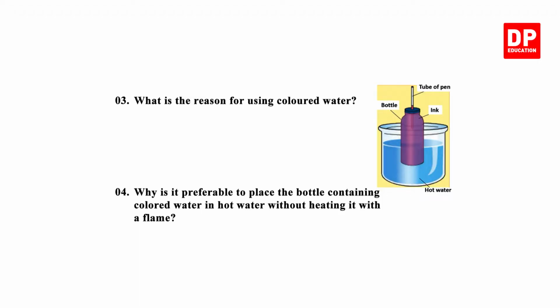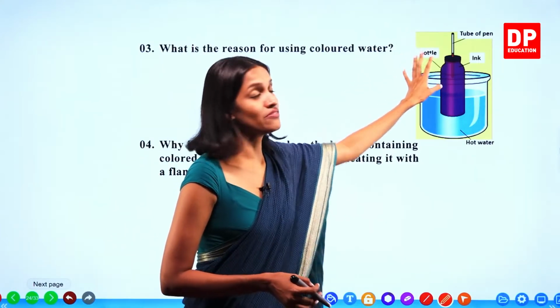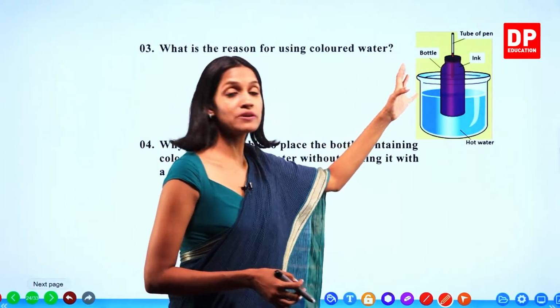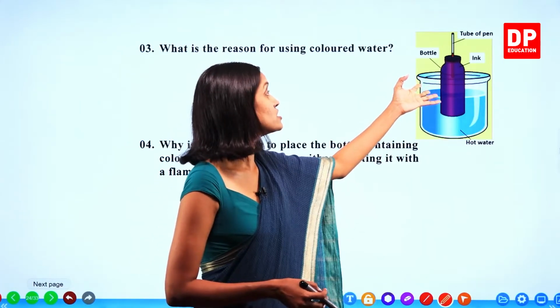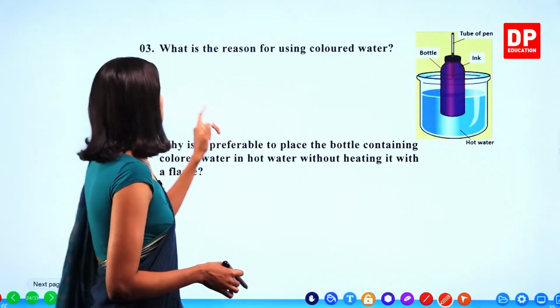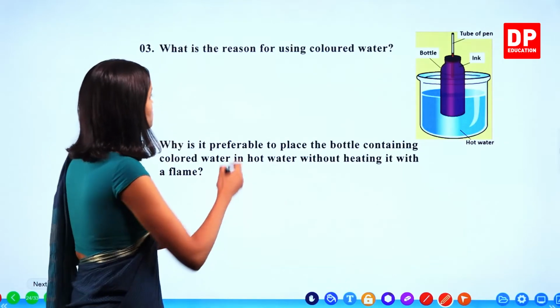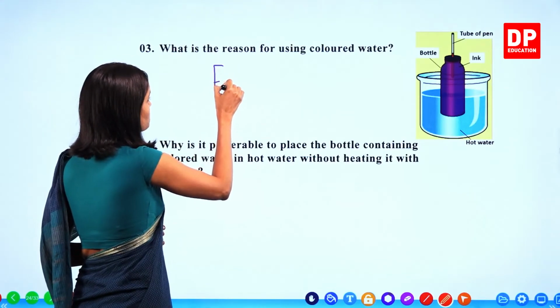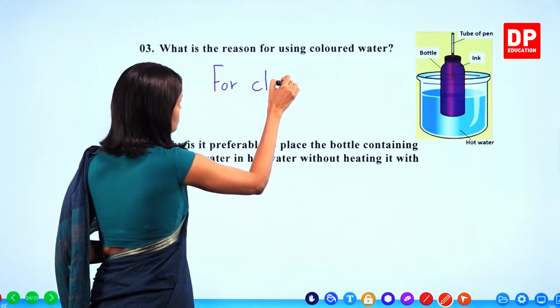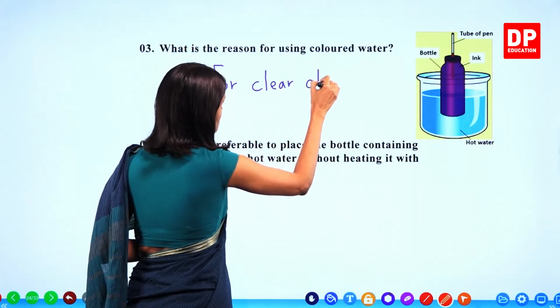You see the next one? What is the reason for using colored water? Why can't we use normal water? You all know that when we use colored water, we can observe very clearly that it goes through the empty pen tube. Right? For clear observation. If we use water, because water is colorless, the observation is not very clear. Right? So what is the reason for using colored water? For clear observation.